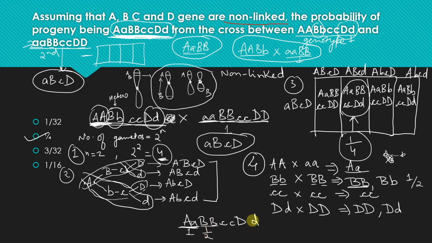So 1 by 2. Next is C. Again it is 1, since 100% it is CC only. Now again in this one we are getting 1 by 2. What we need to do is multiply all these probabilities of individual allele genotypes, and you will get the probability of the genotype of this particular progeny. So what you will get is again 1 by 4. I hope this is clear to you.